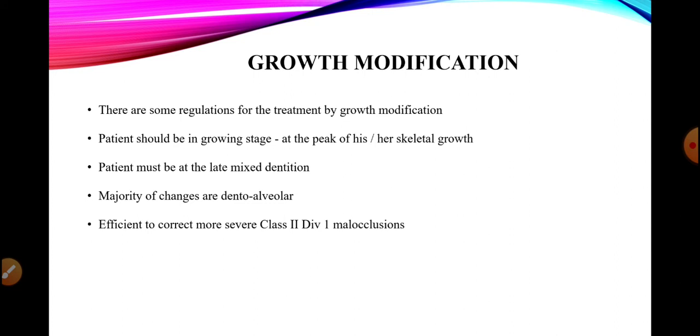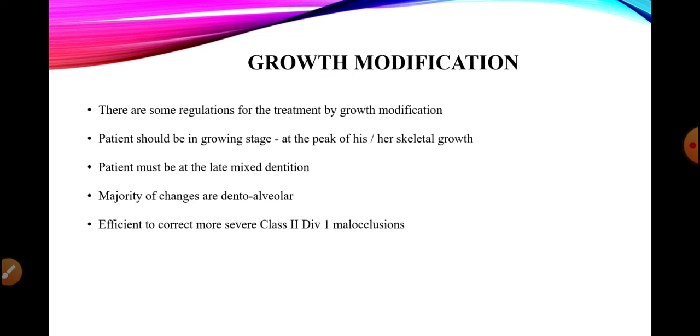So when we will be going for a growth modification, there are certain regulations for the treatment. That is, the patient should be in the growing age, at the peak of his or her skeletal growth. It is not like the patient is growing and you are just putting on an appliance at the age of 4 or 5 or 6. No. When you are going to address the growth modification, the patient is at the peak of his or her skeletal growth, that is the pubertal growth spurt, and most often it is given in the late mixed dentition, when there is the peak skeletal growth.